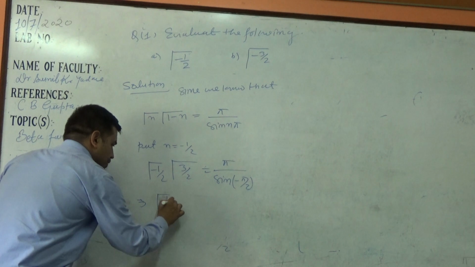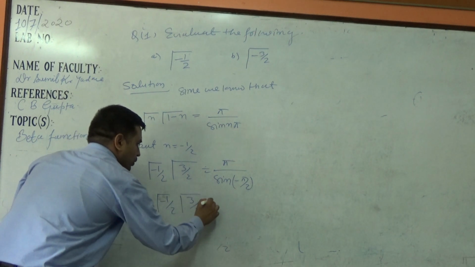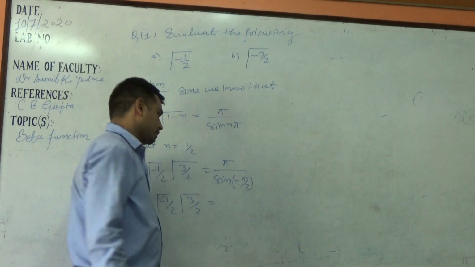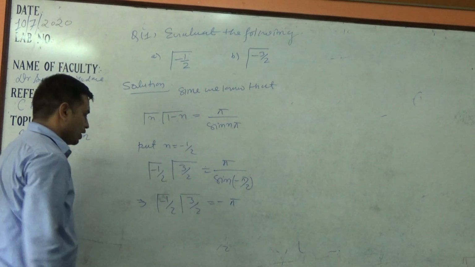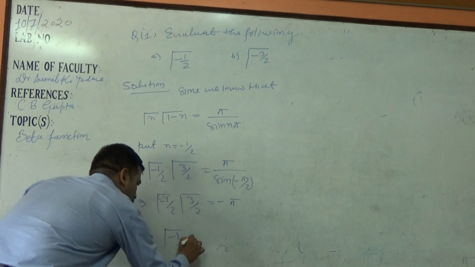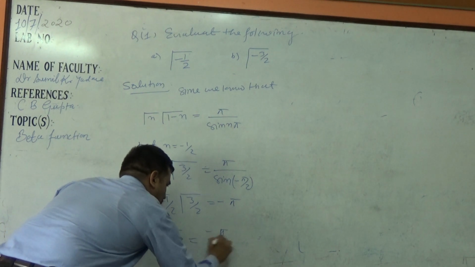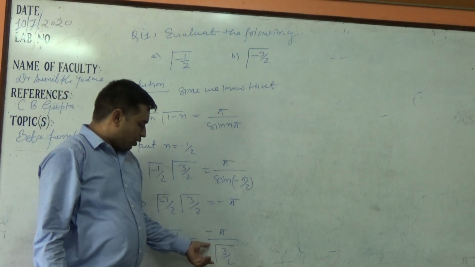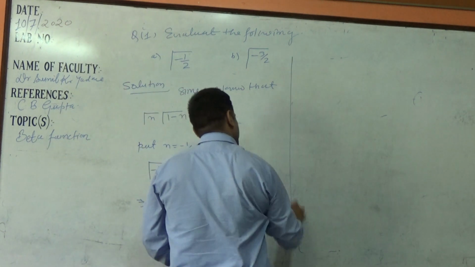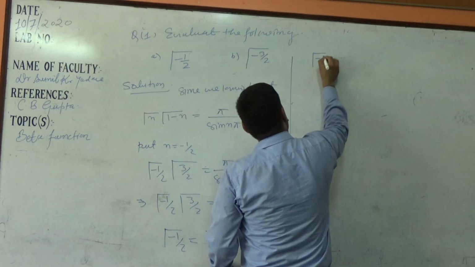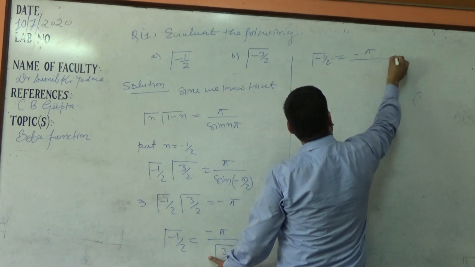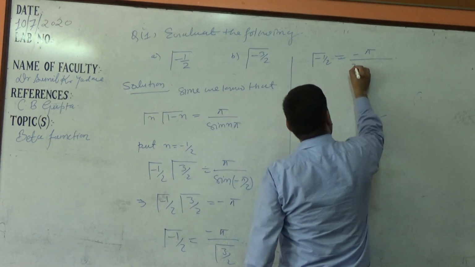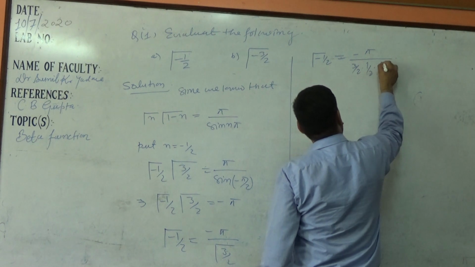This implies gamma minus 1 by 2 into gamma 3 by 2 equal to pi upon sin minus theta, which is minus sin theta, and sin pi by 2 is 1. This implies minus pi. Now we find the value of gamma minus 1 by 2 equal to minus pi divided by gamma 3 by 2. Now we evaluate the value of gamma 3 by 2. Since gamma minus 1 by 2 equals minus pi over gamma 3 by 2, and gamma 3 by 2 will be opened as 1 by 2 into gamma 1 by 2.